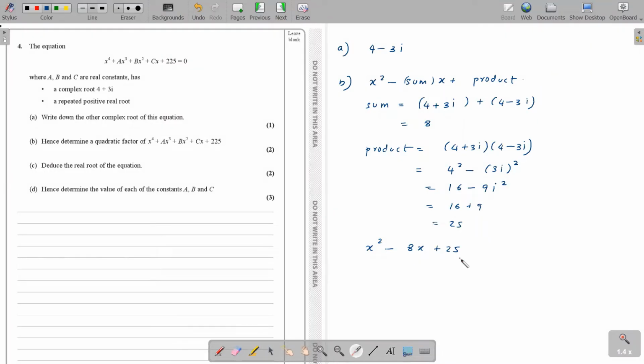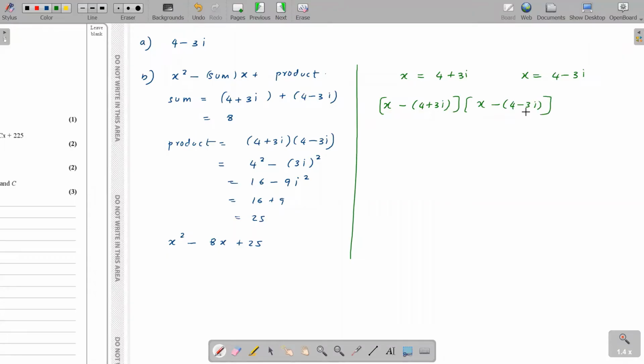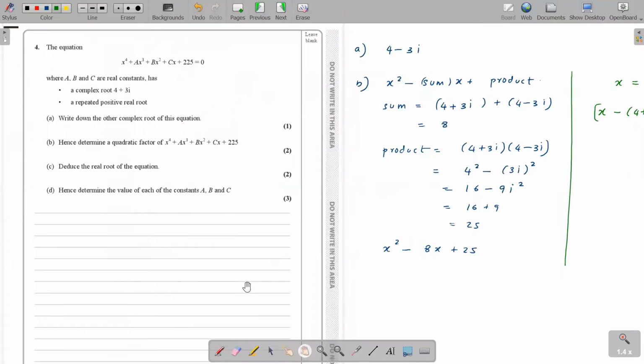Get the quadratic factor. There is another way of getting the quadratic factor, because some of you might use different methods. Now your two roots are x equals 4 plus 3i and x equals 4 minus 3i, right? The other way is you use x minus (4 plus 3i) into x minus (4 minus 3i). So this is another way of getting the quadratic factor. Again, you open this out and get the same answer. But I think the first is a lot easier to work with. Any of the methods are fine. Then we'll go to the next part.